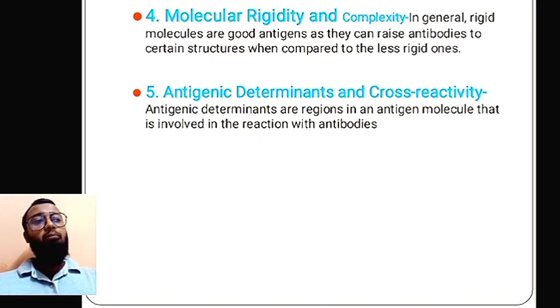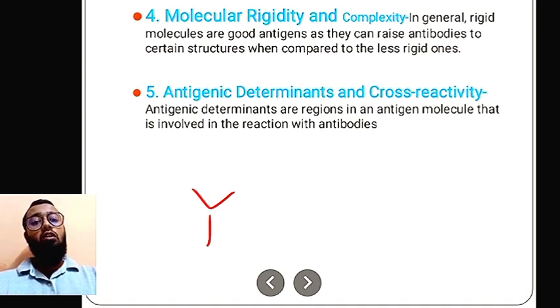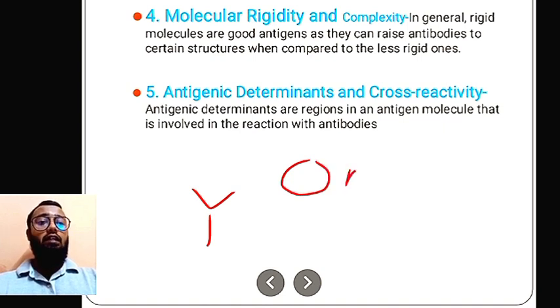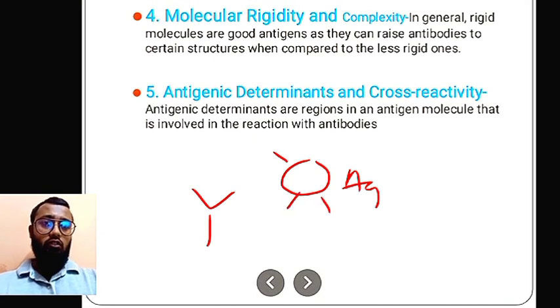Thus, a smaller antigen usually doesn't induce antibody production, as it is not possible for a small molecule to have more than one antigenic determinant. If the antigen has more than one antigenic determinant, more antibodies will bind. Like you can see in the picture, you study in the books that this is an antibody, and it has an antigen binding site which we call epitope, and the antibody binding site is the paratope. So this is the antigen with more antigenic determinants, then more antibodies will bind to it.